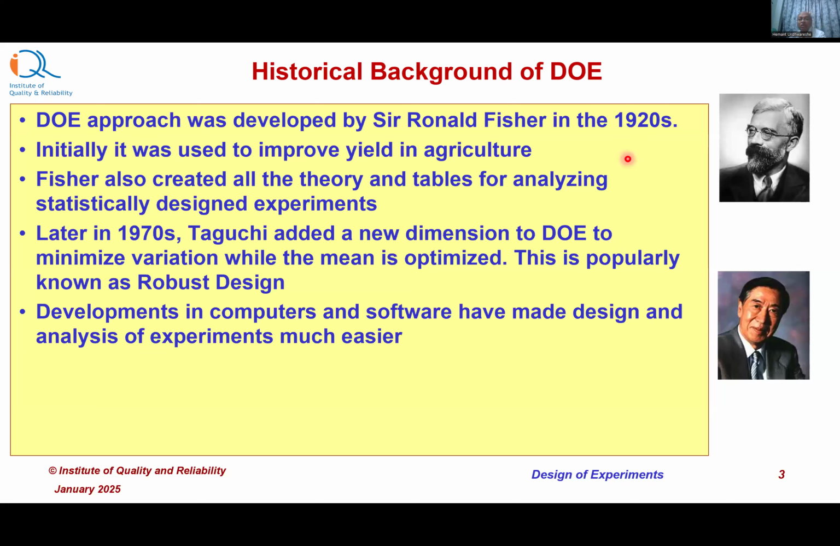But Taguchi realized that not only the mean value, but variation also is important. So Taguchi added a new dimension to the experimental designs to minimize variation. And if you have this combined objective of optimizing the mean and minimizing the variation, the strategy is called robust design. We are not going to cover the robust design strategy. There is a video that introduces you to robust design in the list of videos that I have shared.